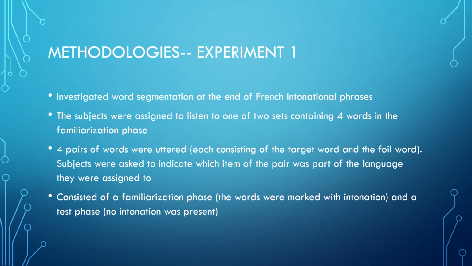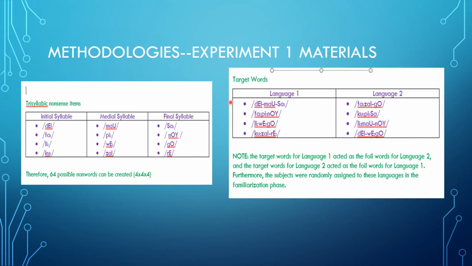Experiment 1 investigated word segmentation at the end of intonational phrases in French. The subjects were asked to listen to 4 words from one of 2 languages in the familiarization phase, where the words were marked with intonation in the last syllable. These phrases were made by combining different syllables as shown in this table. In the testing phase, subjects heard 4 pairs of words without intonation and were asked to identify which word was part of the language they were assigned to, with the words from the opposite language acting as the foil words.